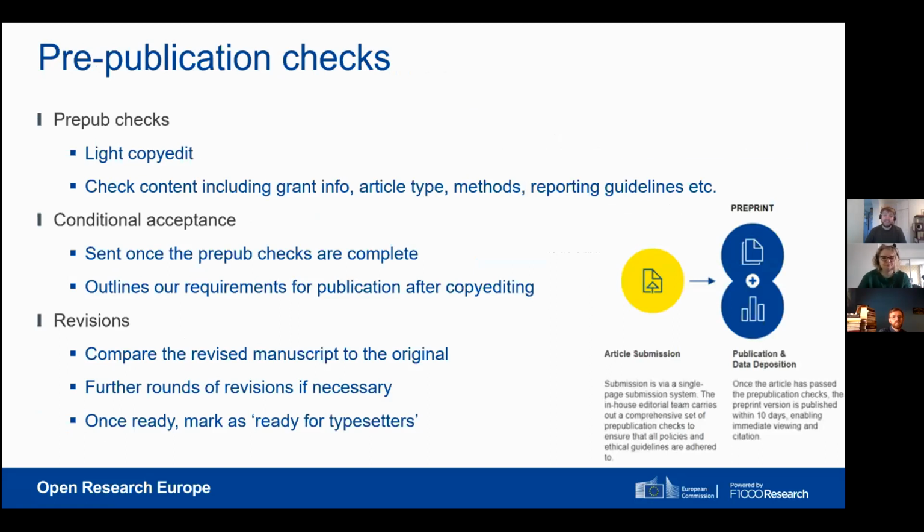So on to pre-publication checks. Once the initial checks are complete and any inquiries or concerns which we have raised have been satisfied, we begin this process. At this stage, we lightly copy edit and perform detailed checks on the content of the article to ensure that our guidelines have been fully adhered to and that the article is in a suitable condition to be sent for typesetting. These checks include whether the relevant grant information has been stated correctly, the quality of the figures and tables, whether the article is structured correctly, if it's the correct article type, if the methods are reproducible, and whether reporting guidelines are necessary, among many others.